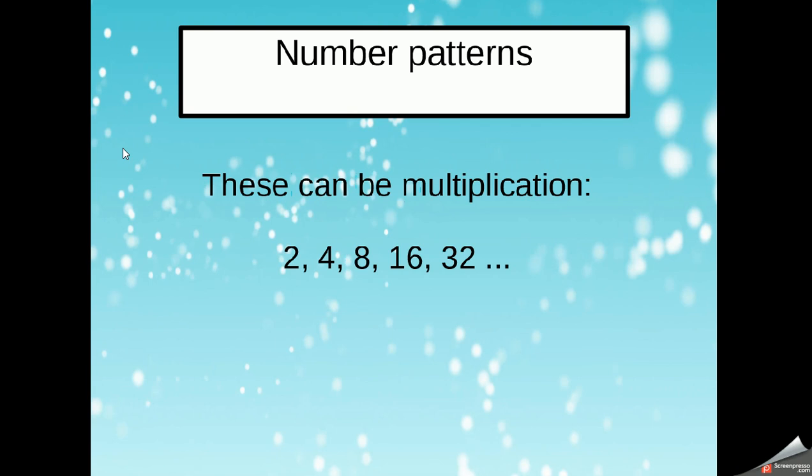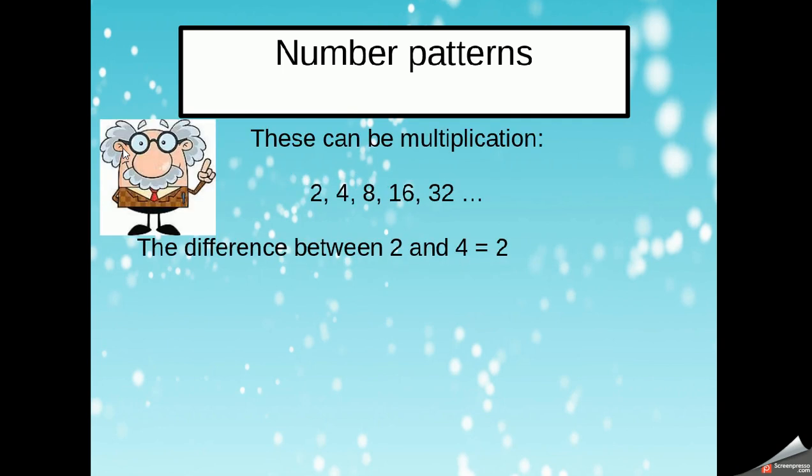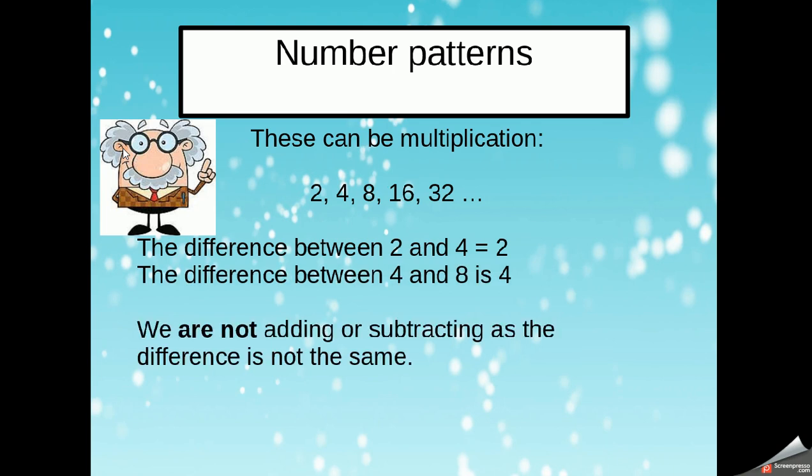Let's have a look at this then. 2, 4, 8, 16, 32. Well, if I look at the difference between the first two, because that's what we've always got to do with sequences, the difference between 2 and 4 is 2. I look at the next difference, the difference between 4 and 8 is 4. So we've got a problem here. We are not adding or subtracting. So we can first of all rule out this rule of simply adding or subtracting an equal amount.